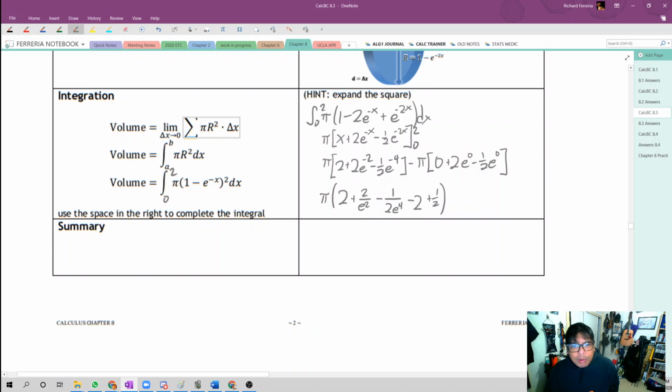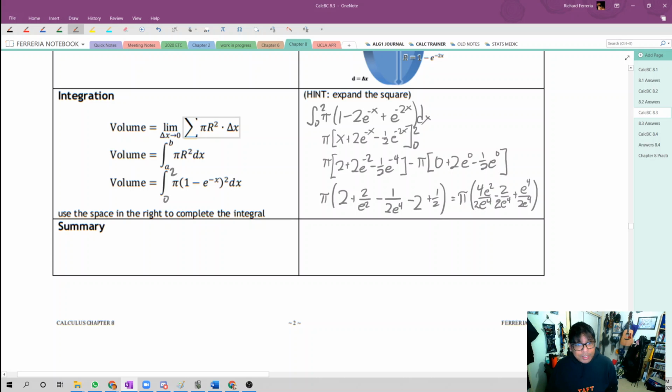Putting those two together, we're going to get 2 plus 2 over e squared. That's that e to the negative 2 is over e squared. This is 1 over 2e to the 4th. And then we're just going to combine these two together. So minus 2 and then plus 1/2. Putting everything to a common denominator, we've got 4e squared over 2e to the 4th, minus 2 over 2e to the 4th, plus e to the 4th over 2e to the 4th.